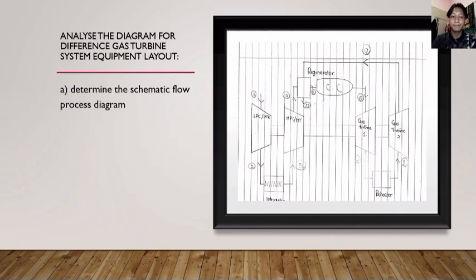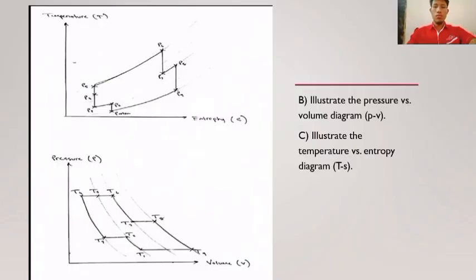Thank you. Then, the diagram above shows the change of temperature and entropy in a gas turbine power plant with intercooler, regenerator, and reheater, while the diagram below shows the change of pressure and volume in a gas turbine power plant.